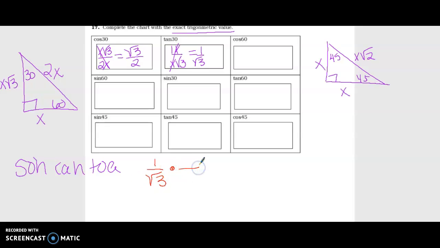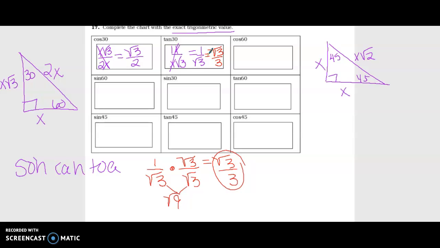I need a fraction that has a value of 1. That will not change the value, but get rid of that root. So I'm going to multiply by a fraction, root 3 over root 3. 1 times root 3 is root 3. Root 3 times root 3 gives me the square root of 9, which is 3. That is our value. So root 3 over 3 is the tangent of 30.